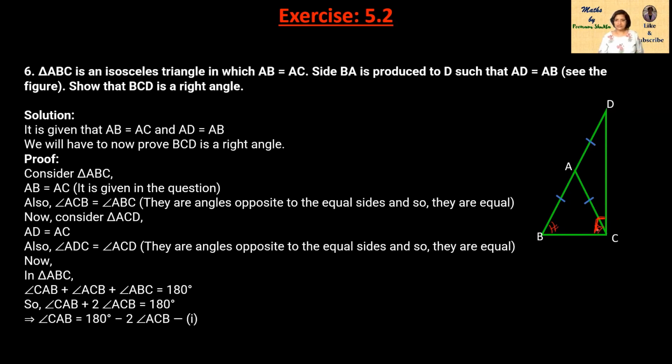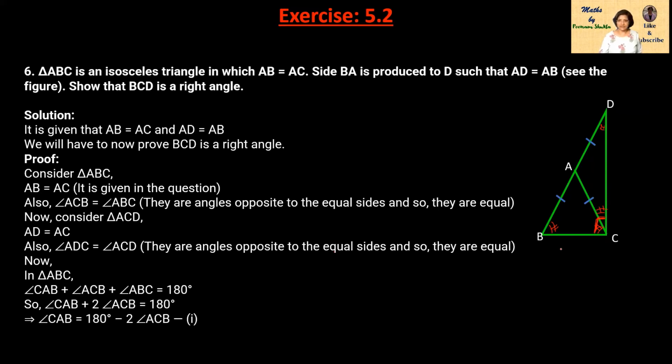Now consider triangle ACD. In this, we see that AC equals AD, or we can write AD equals AC, which I have written here. So also angle ADC and this angle will be equal. Same reason, they are angles opposite to the equal sides, so those will be equal.